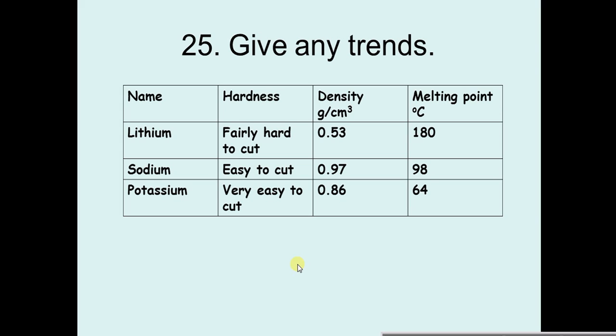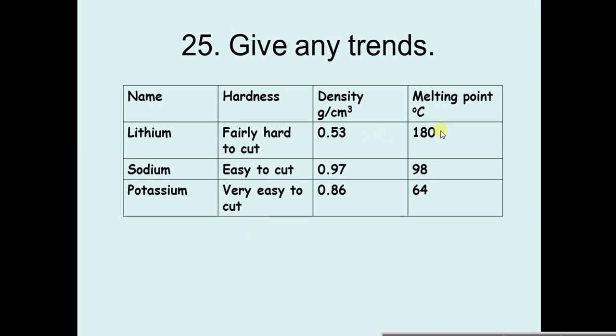Okay, now this next question asks you to give any trends, so let's have a look at the data that's been given. You're looking at the group 1 metals here, so going down the group. The hardness, is there any trend in the hardness? Well, if we look here, it's fairly hard to cut, then it's easy to cut, and then it's very easy to cut. So what does that suggest about the hardness? Well, it's getting softer as you go down the group.